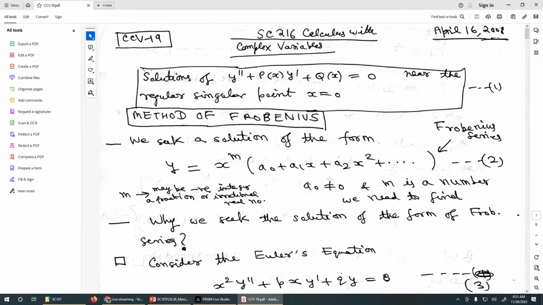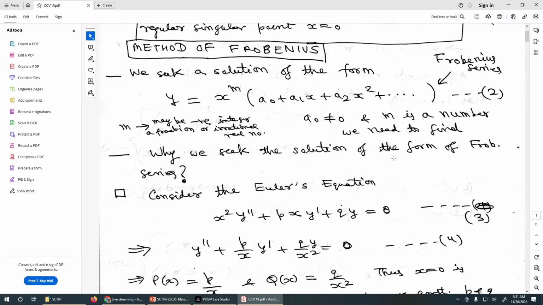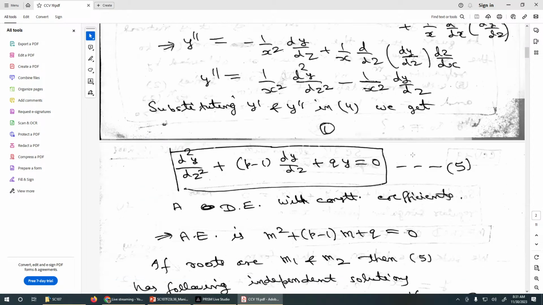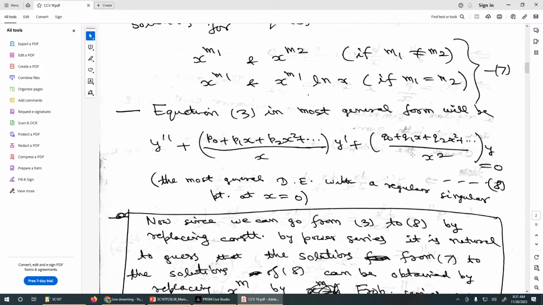You see here, near the regular singular point x equal to 0, we take y equal to x raised to power m times a power series. Okay, as I mentioned, and then you substitute and solve for everything, right? The same technique. So this is useful in Euler's equation like this.